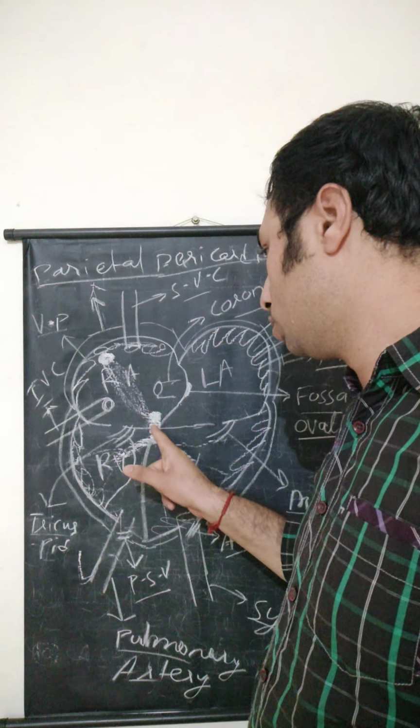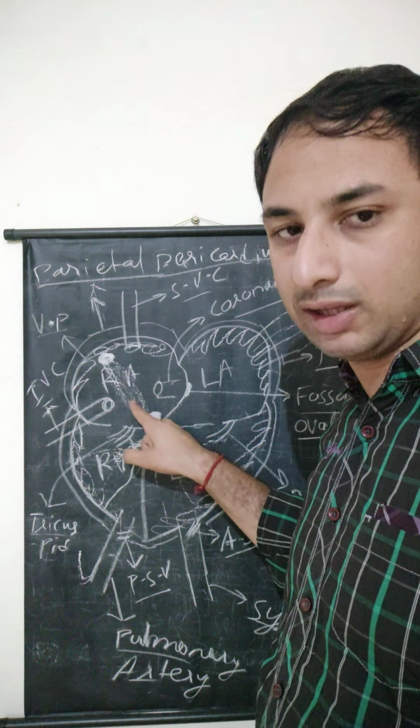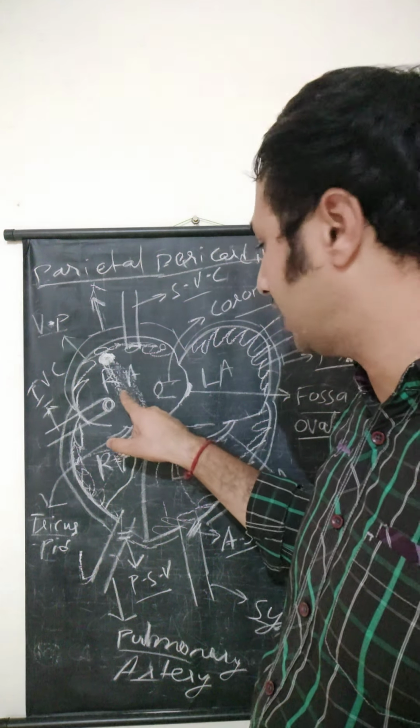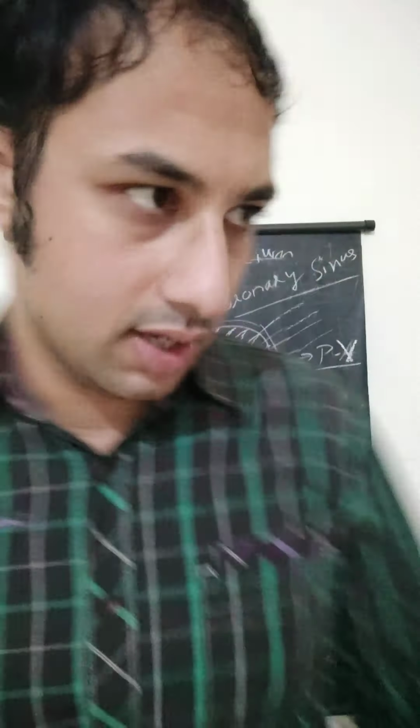And the sinoatrial node and atrioventricular node are connected to each other with the help of the internodal pathway. These are bundles of fibers connecting the SA node and AV node. Now, from the atrioventricular node, a bundle of muscle fibers comes out. That is called the AV bundle, atrioventricular bundle. The AV bundle is divided into two bundles. This is the right bundle, this is the left bundle.